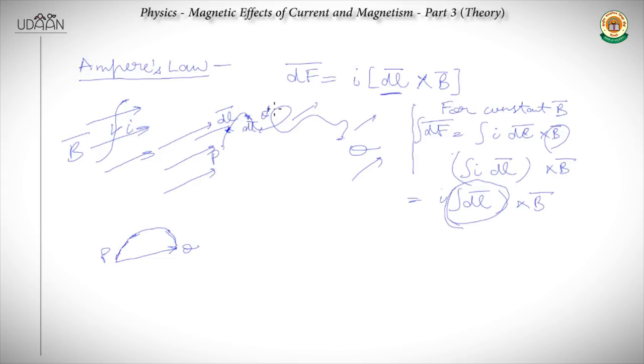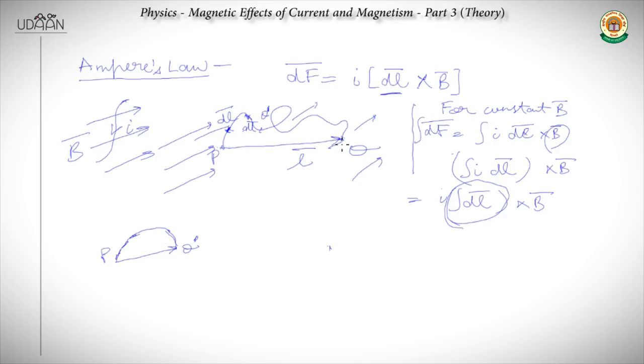Let's consider this point to be q dash, because that was q. So if we do it from p to q, it will come out to be this vector, which we can denote by capital L vector, which is the vector joining p to q and the direction from p to q.